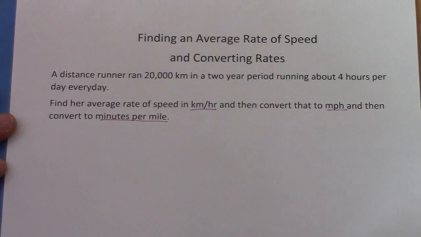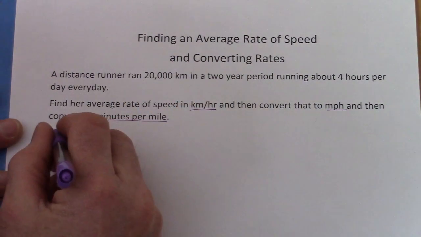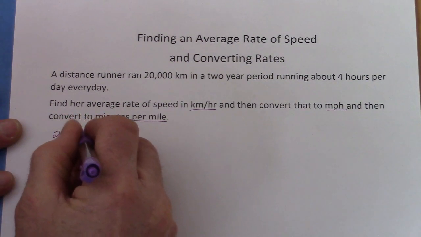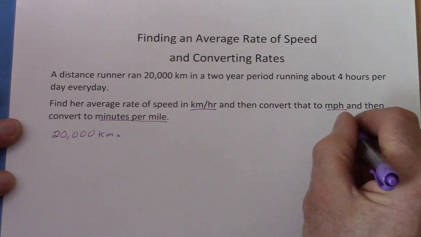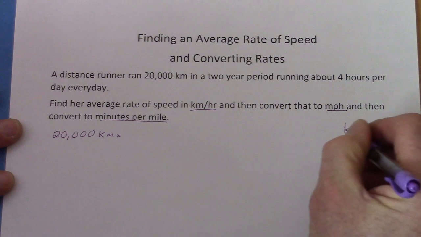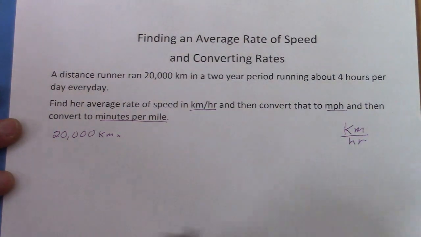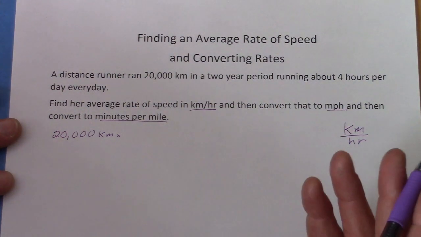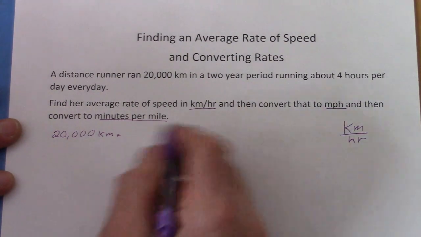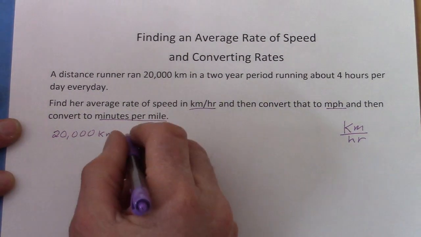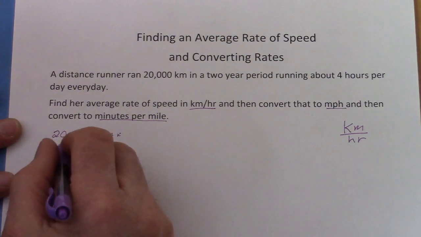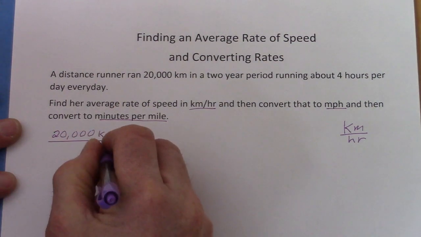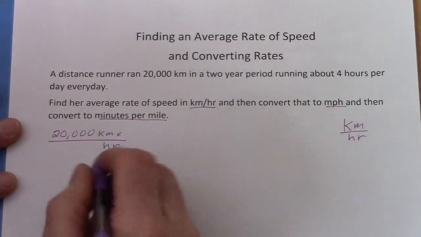So the kilometers per hour isn't going to be very hard because we already know that she ran 20,000 kilometers over that time. But we want our answer to be kilometers per hour. So we have to know basically how many hours she ran. And she ran for 2 years. So to convert that, we really want to know the number of hours, don't we? So let's take the 2 years.